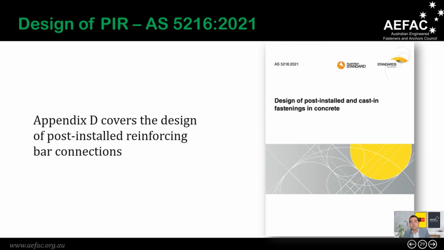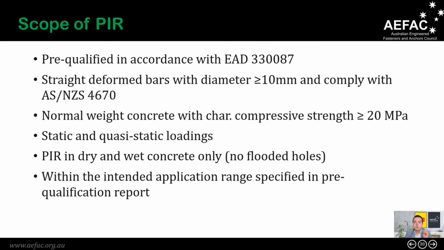After talking about the pre-qualification, let's briefly look at the design requirements in AS 5216-2021. There is a new appendix added to the standard. Appendix D of this standard covers the design of post-installed reinforcing bar connections where the embedment depth is greater than 20 dB. The design method given in AS 5216-2021 is only applicable to post-installed reinforcing bars which are pre-qualified in accordance with Appendix A of that standard. And Appendix A refers to EAD 330087 for post-installed reinforcing bar.